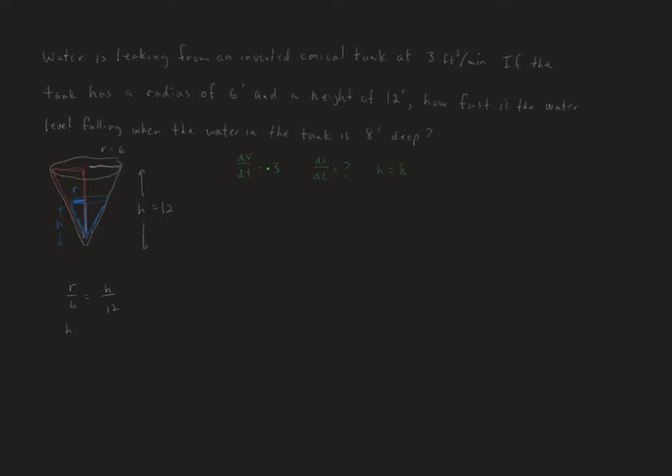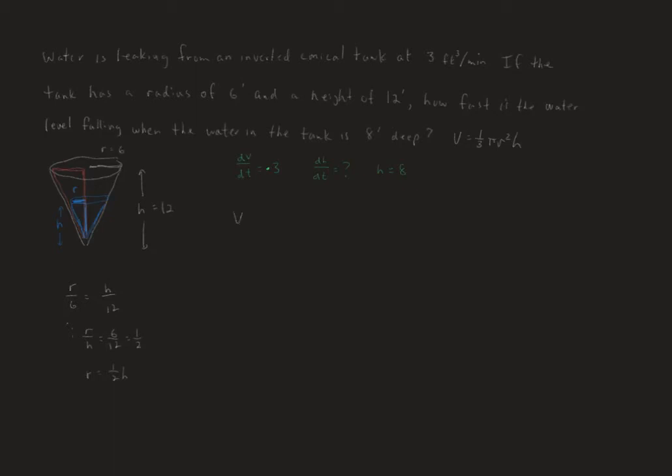So if you want, you could also have said, and maybe this is an easier way of thinking of it, if we do maybe r over h is 6 over 12, which we can reduce to 1/2, we're going to get that r is going to be 1/2 h. So we can plug that into our volume formula. Volume of a cone is 1/3 pi r squared h.